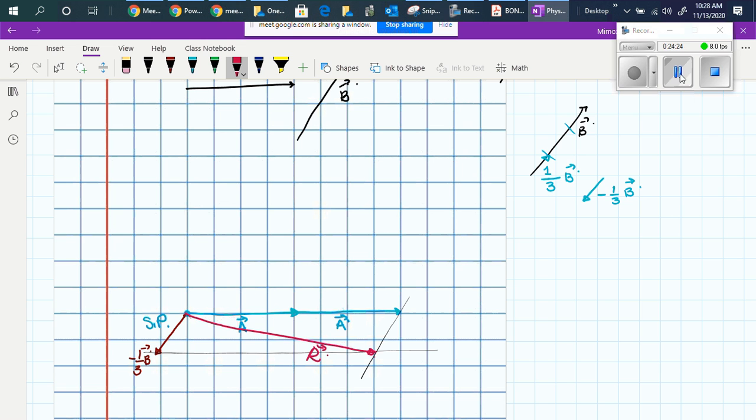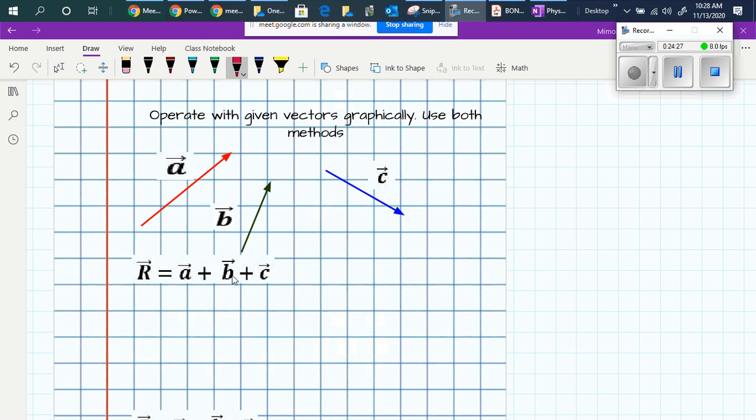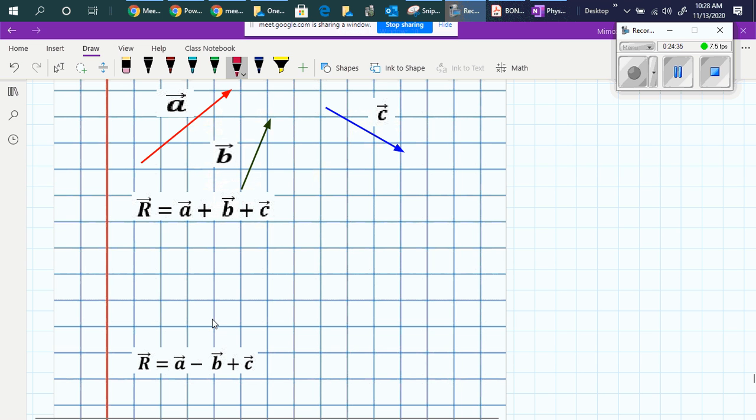Is this clear? Okay, let's do together this practice question here, where we have A and B and C, and we are just adding A, B and C together. Then we are adding A to negative B and C. Let's do that in both methods so that we can see that using the closed polygon when we have more than 2 vectors to operate with is way easier.